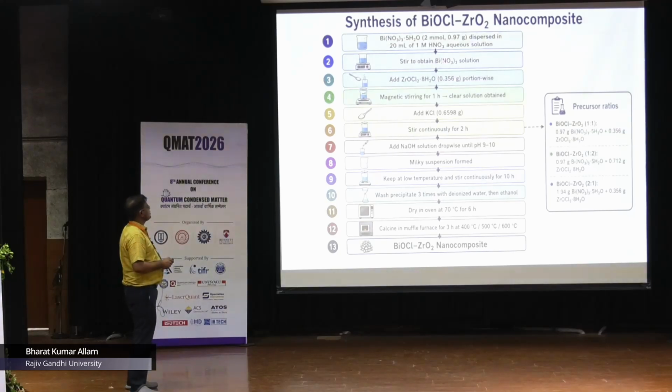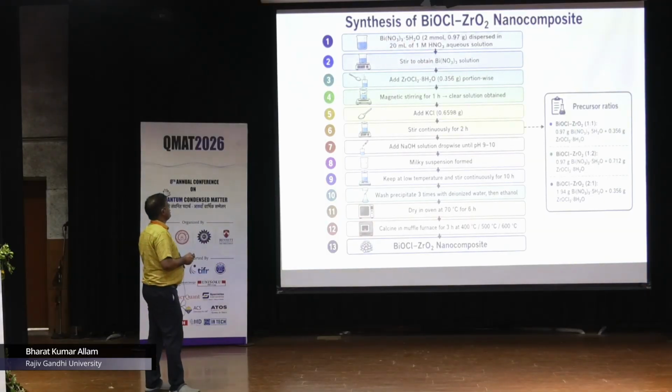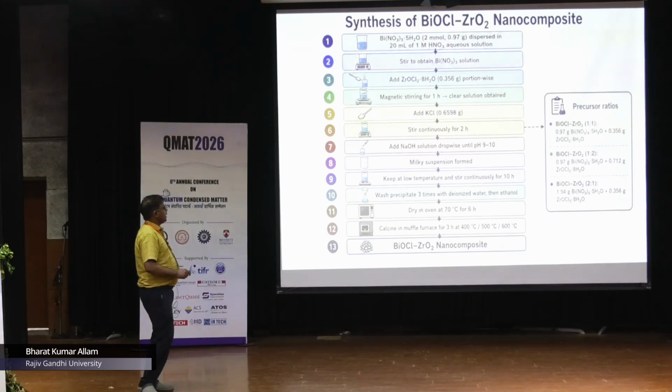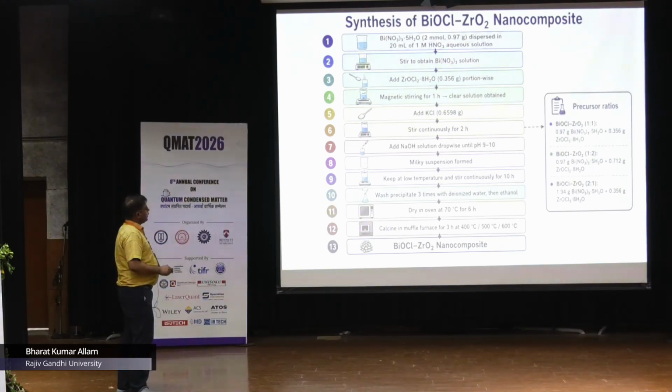So how have we synthesized this bismuth oxychloride zirconium oxide nanocomposite? This is the process for the preparation of this nanocomposite. We have used bismuth nitrate pentahydrate as a precursor, and zirconium oxychloride as the zirconium precursor, and we used a co-precipitation method to prepare the bismuth oxychloride zirconium oxide nanocomposite. We prepared the nanocomposites using different stoichiometric ratios of precursors like 1:1, 1:2, and 2:1. We also used different calcination temperatures for each stoichiometric amount of nanocomposite: 400 degrees centigrade, 500 degrees centigrade, and 600 degrees centigrade.